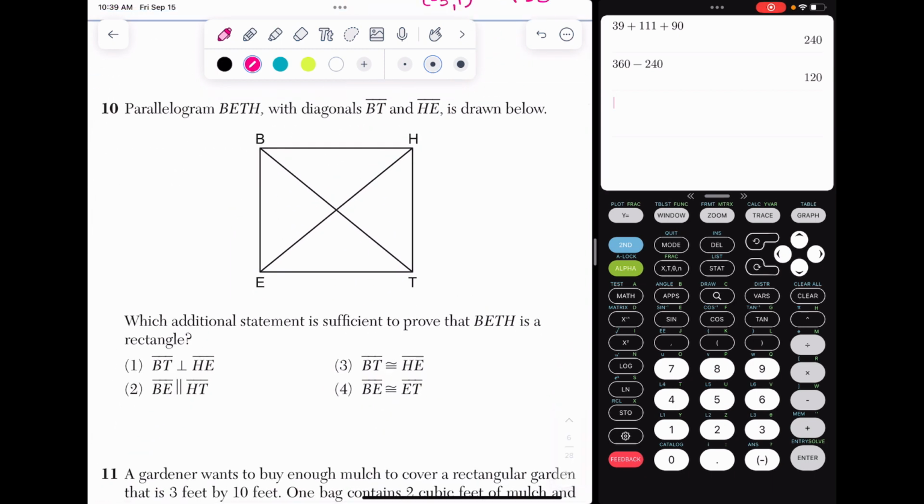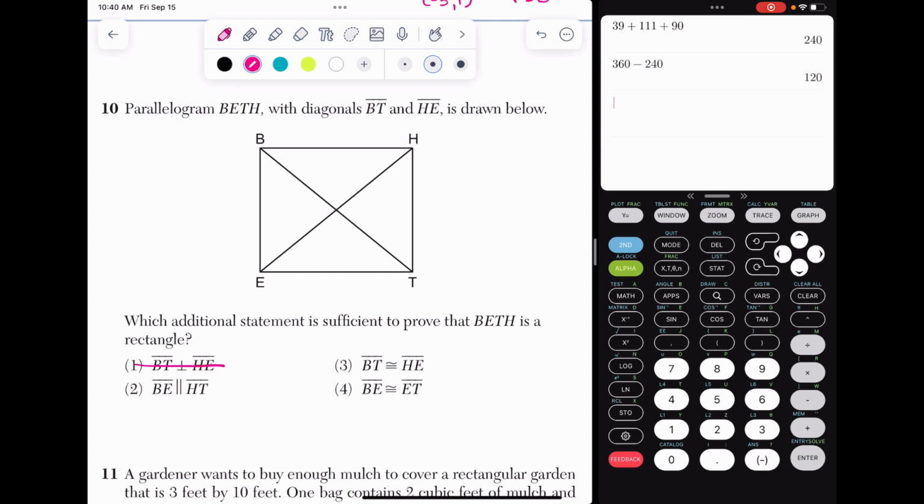Number 10, parallelogram BETH with diagonals BT and HE is drawn below. What additional statement is sufficient to prove that BETH is a rectangle? So we really have to know our properties of quadrilaterals here. There's a couple differences between a parallelogram and a rectangle. We would have to know that consecutive sides are perpendicular. So if I glance at the answer choices, choice 1 has a perpendicular symbol, but that's talking about the diagonals. That's not true in a rectangle, so I don't think that's it.